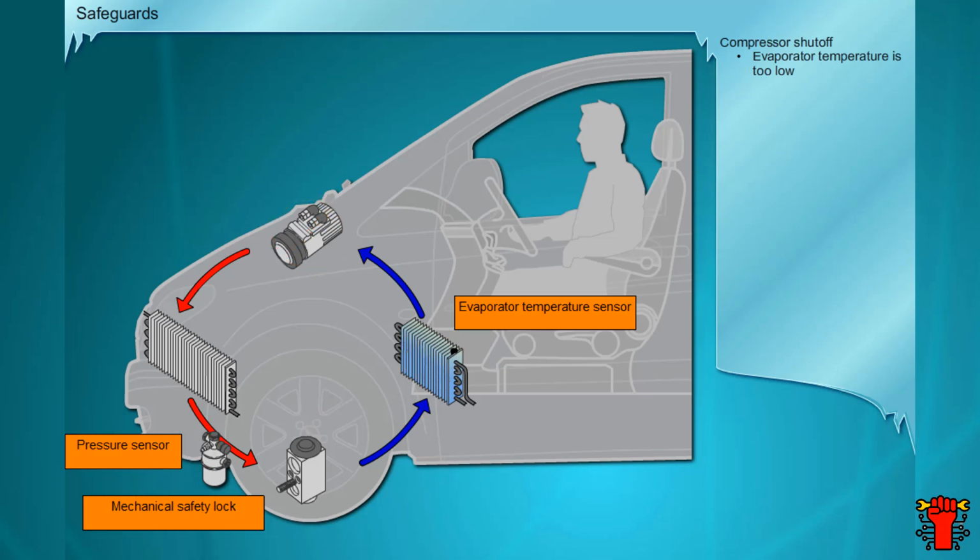There is a pressure sensor on the fluid reservoir. This sensor indicates if the pressure drops too low. In this case, the compressor is switched off. This can occur, for instance, if there is a loss of refrigerant. Likewise, the circuit is shut down if the sensor indicates the pressure is too high. If the high-pressure shutoff fails, then a mechanical safety lock takes over if the excess pressure is significant. The refrigerant then escapes.